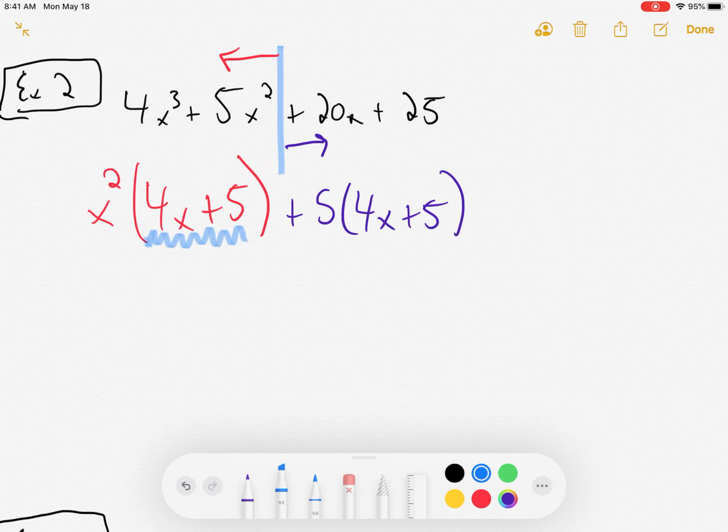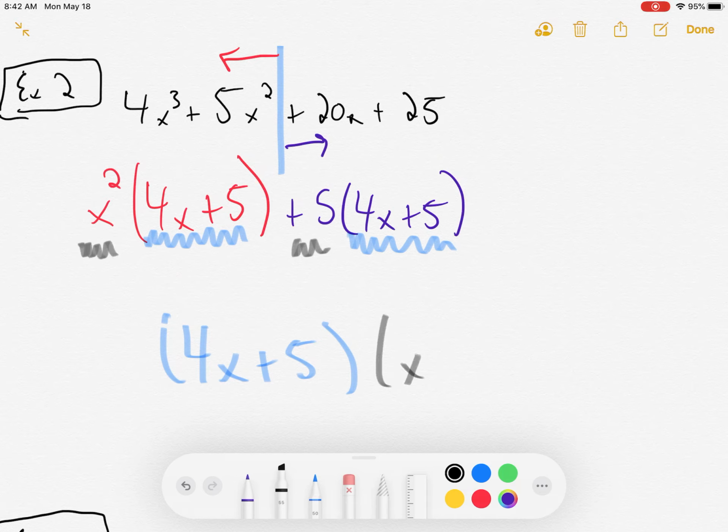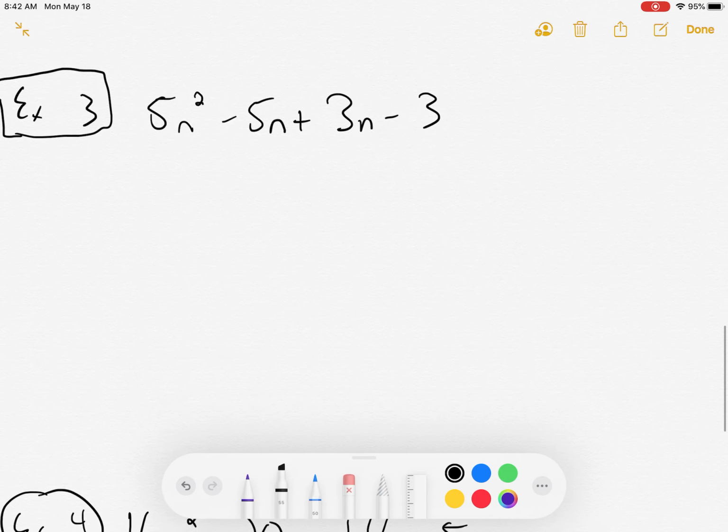Now, again, you should notice, hey, these are the exact same things. 4x plus 5, 4x plus 5. If they're not the exact same, you're probably doing something wrong, okay? So it's 4x plus 5. I only need to write it one time. Now what's left here and here? X squared was my first one. My second one that I underlined in black was plus 5. Done.